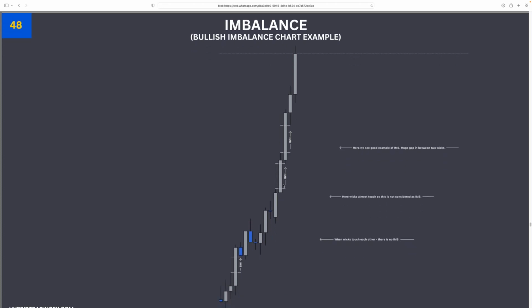So this is a bullish imbalance chart example, guys. You see this was a clear uptrend, bullish momentum, and you see this wick on the left and this wick on the right do not touch each other. So this is imbalance. As well, right here, this wick and this wick do not touch each other. This is imbalance. But what happens with this wick and this wick? They almost touch each other. So this is not considered imbalance.